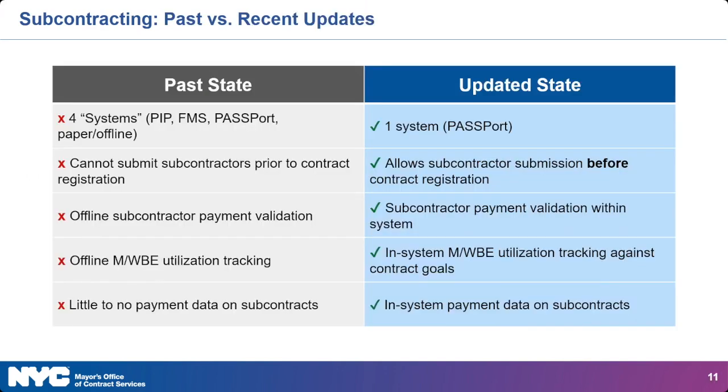It used to be that subcontracting in New York City required the use of several systems. You had the Payee Information Portal, or PIP, the Financial Management System, or FMS, Passport, and additional paper and offline tasks. Passport is now able to absorb PIP's subcontractor management functionality and facilitate the subcontractor management process.